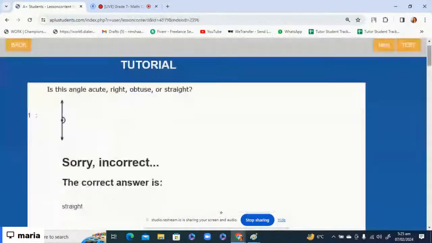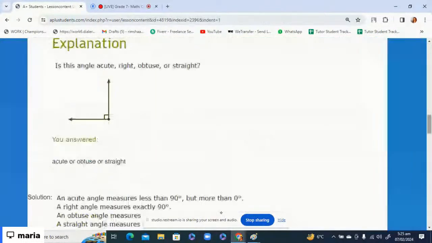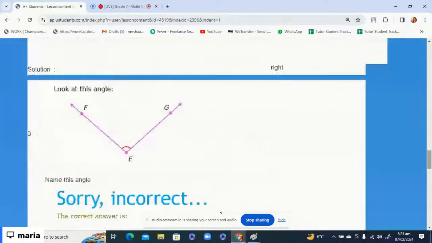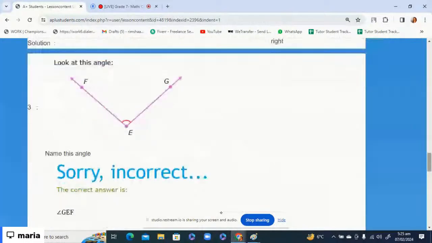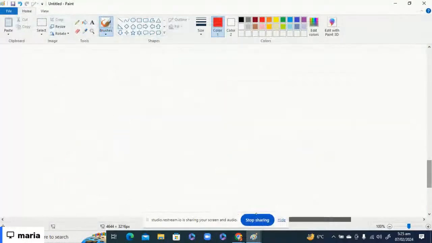Let me also tell you the angles. Look at this angle. So here we just name that angle. So how can we name it out? I'm going to write here. This is, for example, your angle.